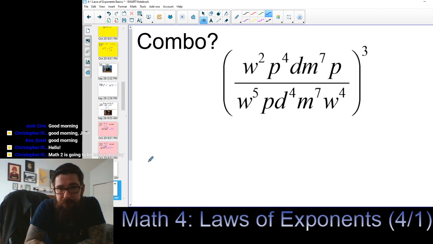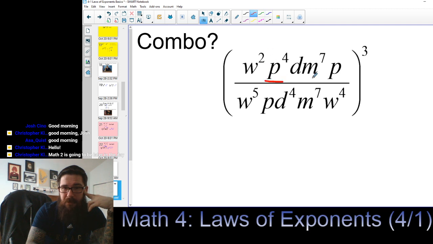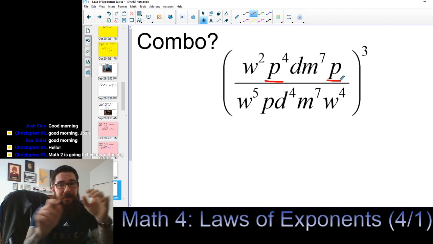Don't freak out. This is law 4 and 5 together. I'm going to take this 3 and distribute it to every single thing. Oh, I'm sorry, there's actually a couple other pieces there I forgot. Before I do my next step, I notice right now I've got a p to the 4th and a p to the 1st. Those guys are being multiplied. That's going to take us all the way back to law 1. I've got a bunch of stuff in here that I can clean up.